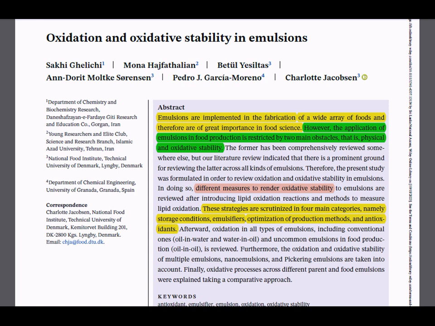It says that emulsions are implemented in the fabrication of a wide array of foods and therefore are of great importance in food science. However, the application of emulsions in food production is restricted by two main factors, that is, physical and oxidative stability. There are different measures to render oxidative stability. These strategies are scrutinized in four main categories, namely storage conditions, emulsifiers, optimization of production methods, and antioxidants.